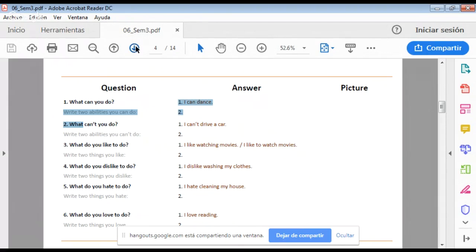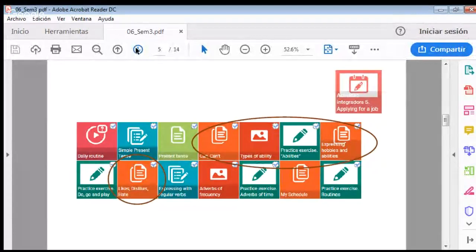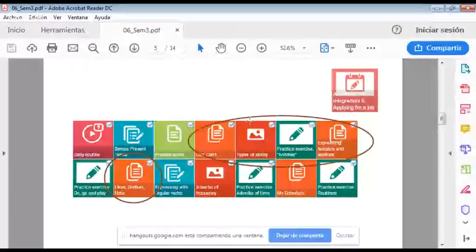¿Ok? Well, so these are the materials that I suggest you consult. Son los materiales que les sugiero que consulten. Tenemos likes, dislike, hate, can't, types of ability, abilities, and hobbies, expressing hobbies and abilities. Todos estos materiales, estos 5 materiales, son relevantes para esa actividad integradora, aunque todos son importantes. Y eso ustedes lo saben. Tienen que darse el tiempo para revisar absolutamente todos.